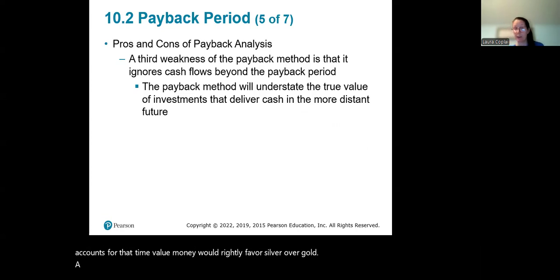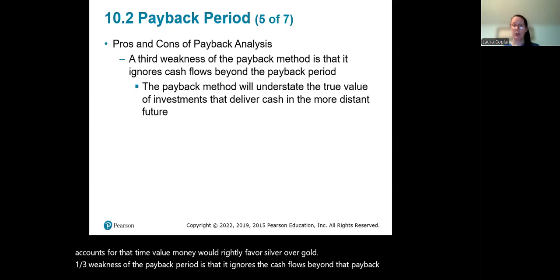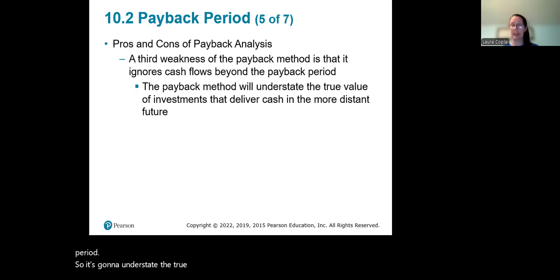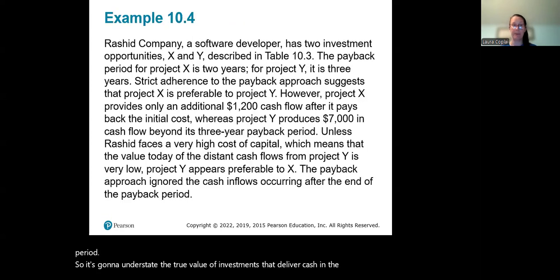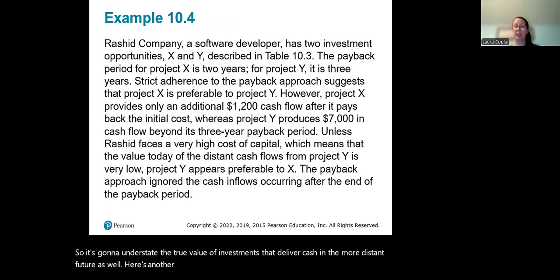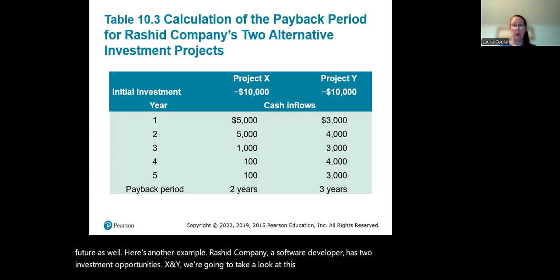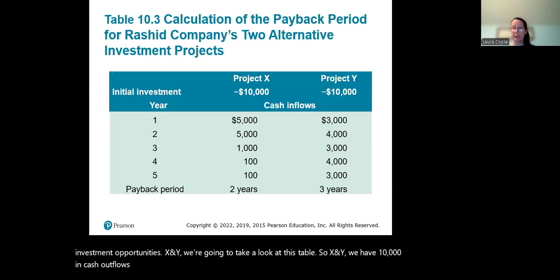A third weakness of the payback period is that it ignores the cash flows beyond that payback period. So it's going to understate the true value of investments that deliver cash in the more distant future as well. Here's another example. Rashid Company, a software developer, has 2 investment opportunities, X and Y. We're going to take a look at this table. So X and Y, we have 10,000 in cash outflows, right? And our cash inflows, year 1 for X is 5,000, year 1 for Y is 3,000. Year 2 is 5,000, year 2 for Y is 4,000.